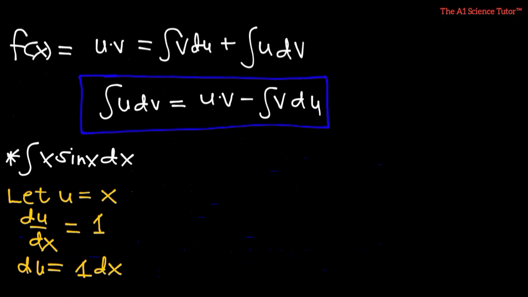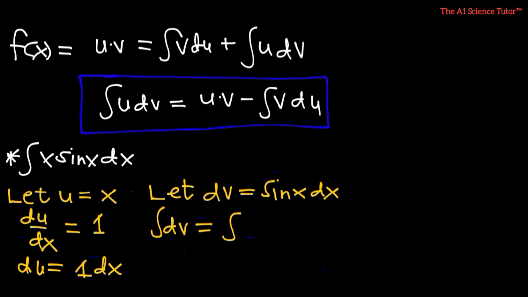Then I will take the whole of sine x dx and make it to be dv. So let dv be equal to sine x dx. Now, since we already have this in its differentiated form, I will take it back to the original form. That is going to be by the method of integration. So that should be integral dv, which will be equal to integral sine x dx.